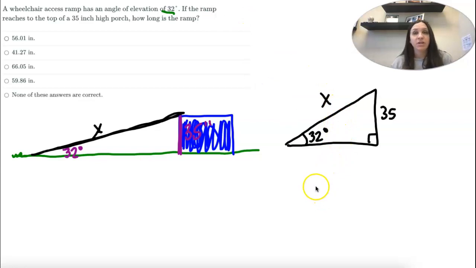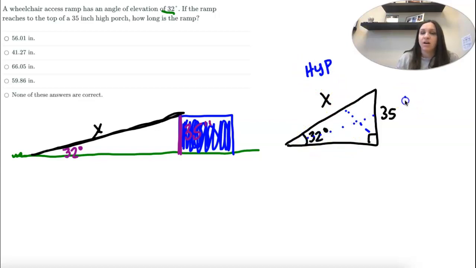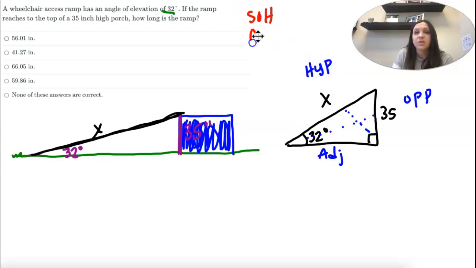Whenever you're dealing with a trig function, you want to label the triangle. What are the sides? Okay, so x is the hypotenuse. It's across from the right angle. Across from our reference angle is the opposite. And then the side next to the angle is the adjacent. And now we need to use a trig function. So what do we use? Sine, cosine, tangent. SOHCAHTOA are our options.